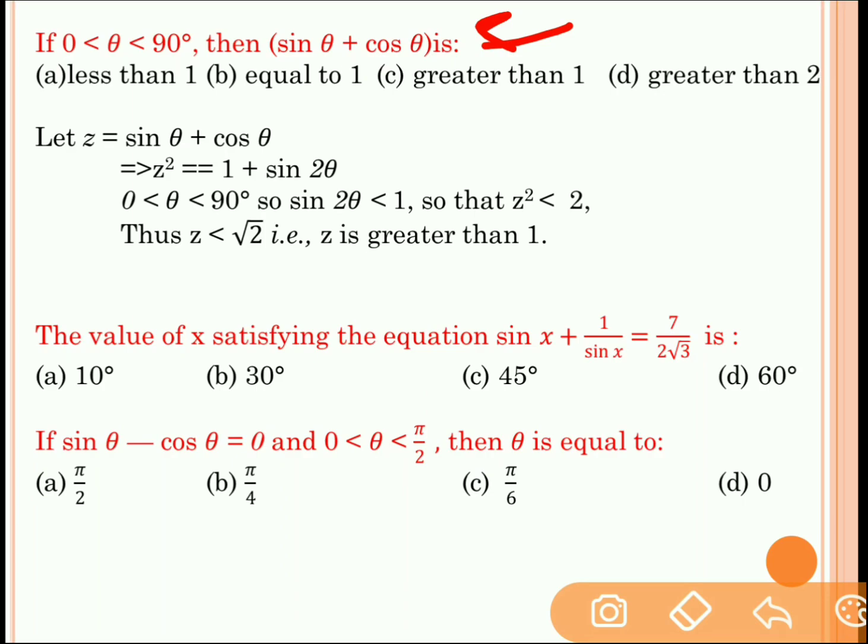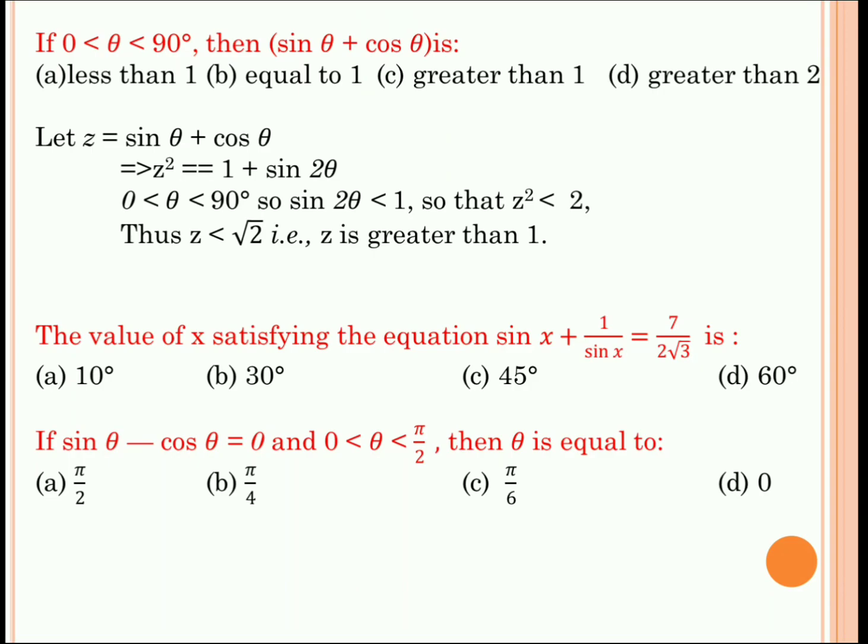Now it has been given that if value of theta is between 0 to 90 degree, find the value of sin theta plus cos theta. There are 4 options. The value of this expression is less than 1, equal to 1, greater than 1, greater than 2. What you can do is you can assume the value of theta in such a way that this theta is between 0 degree and 90 degree. Then for various standard angles like 30 degree, 45 degree and 60 degree, you can find the value of sin theta plus cos theta. And if you are getting that value less than 1, greater than 1 or greater than 2, you need to check from the options.